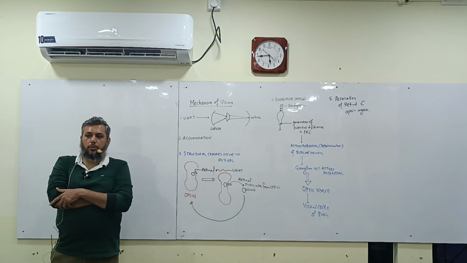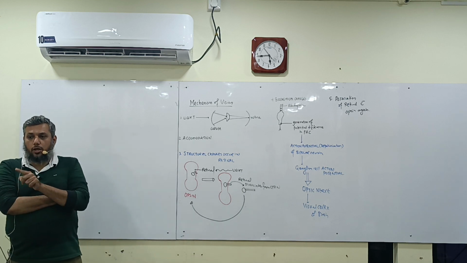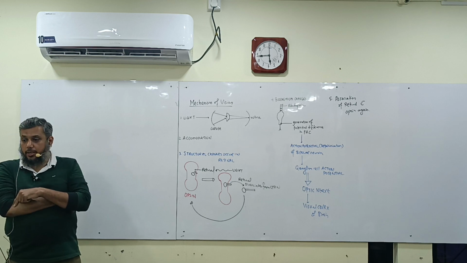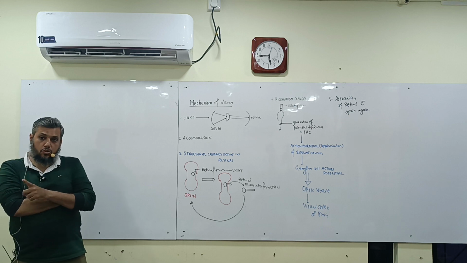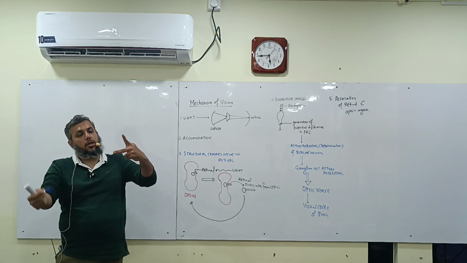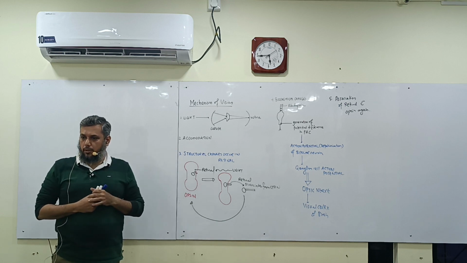अकोमोडेशन. अकोमोडेशन में क्या होता है? लेंस अपना फोकल लेंथ को एडजस्ट करता है और इमेज को गिराता है. किसके ऊपर गिराता है बच्चों लोग? रेटिना के येलो स्पॉट के फोविया सेंट्रैलिस के ऊपर. सिर्फ ऐसा नहीं बोलेगा रेटिना के येलो स्पॉट के फोविया सेंट्रैलिस के ऊपर.